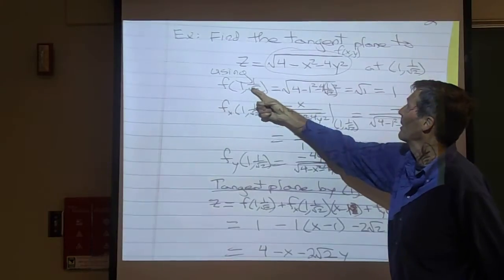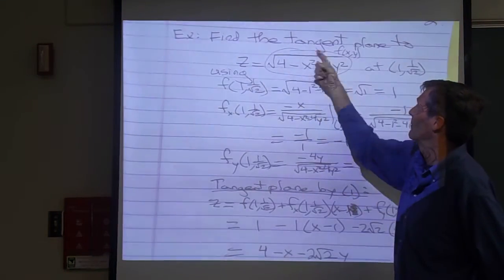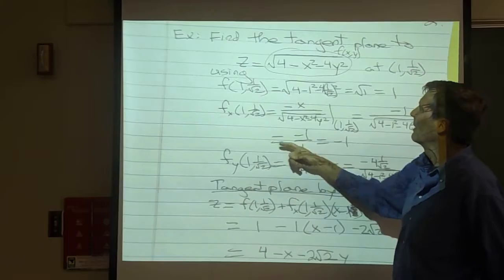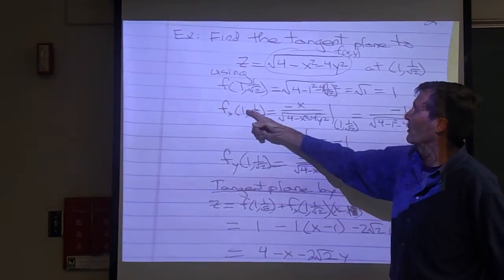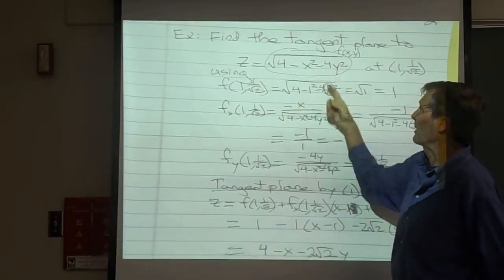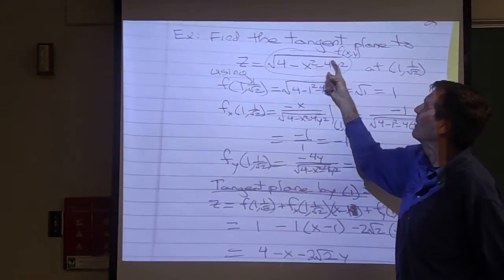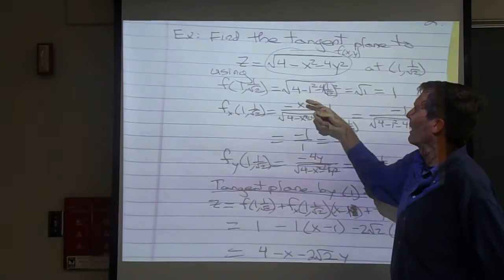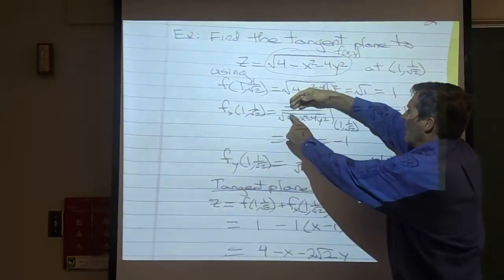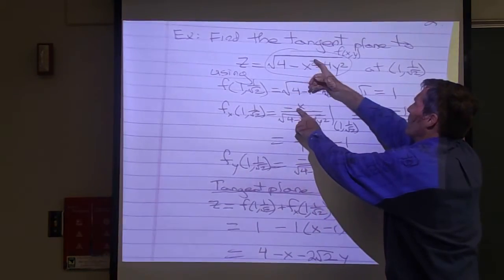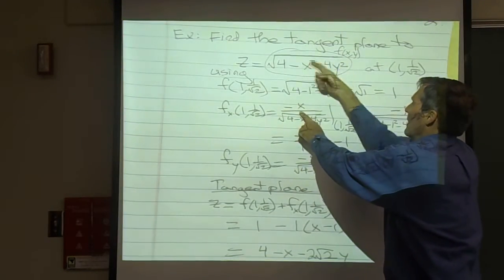So I plug in 1 over square root 2 into the function, and I get 1. I need the partial derivative with respect to x at the point. So here's the partial derivative with respect to x, right? You take 1/2, the argument to the minus 1/2, that's this times a half, and then multiply it by the derivative with respect to x, so what's inside?